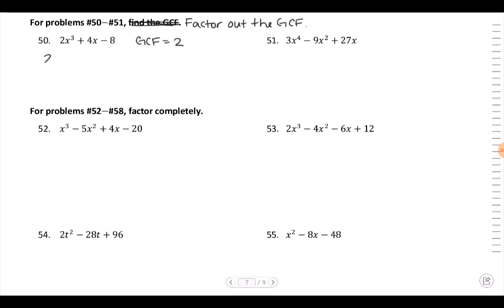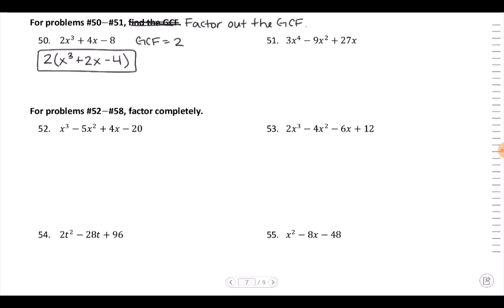So that means we're going to put the 2 on the outside of the parentheses, and we're saying, okay, 2 times what gives me 2x cubed? Or in other words, you're dividing each term by 2, right? So if I divide that by 2, I just get 1x cubed. 4 divided by 2 is 2, and then the x is still there. Negative 8 divided by 2 would be negative 4. There we go. So that's all for that one.